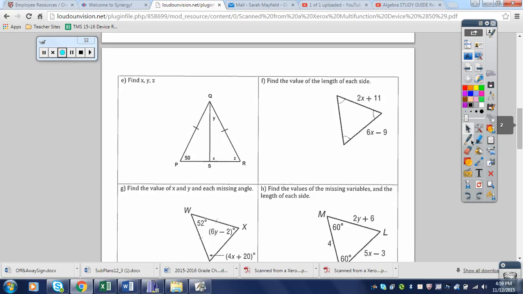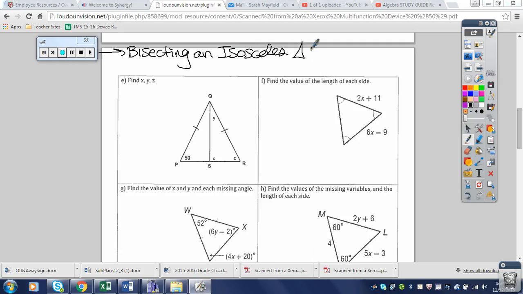All right, let's talk about bisecting an isosceles triangle. So let's write this down up at the top over here. Bisecting an isosceles triangle. When you bisect an isosceles triangle, 3 things happen.